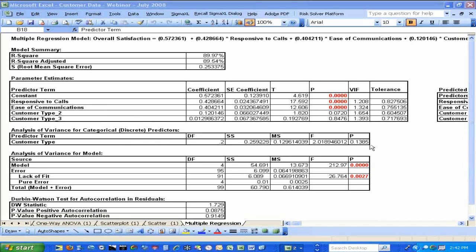Now that's strange because earlier when we looked at the box plots, we saw customer type mattered. And here it's complicated, but it's the correlation between responsive to calls and ease of communications and customer type, and the fact that they're not independent. So when I model responsive to calls and ease of communications, in essence it swamps out customer type as an X factor. So really the key drivers are indeed responsive to calls and ease of communications.